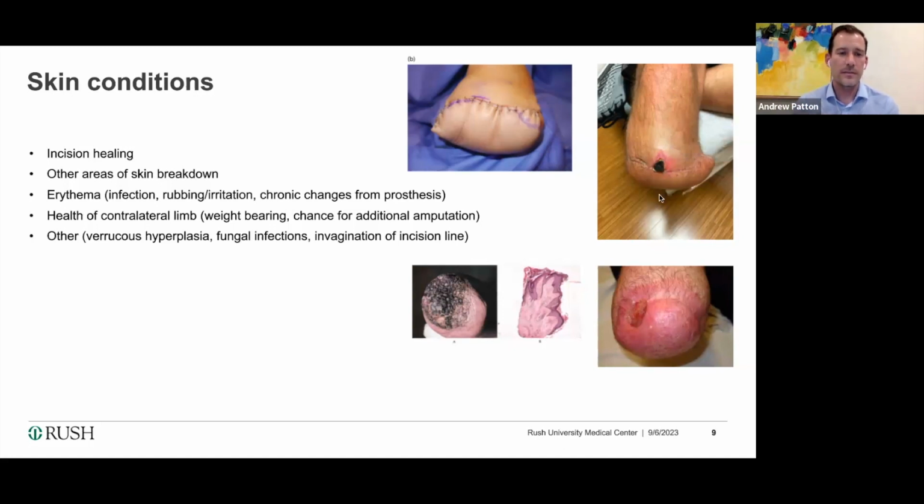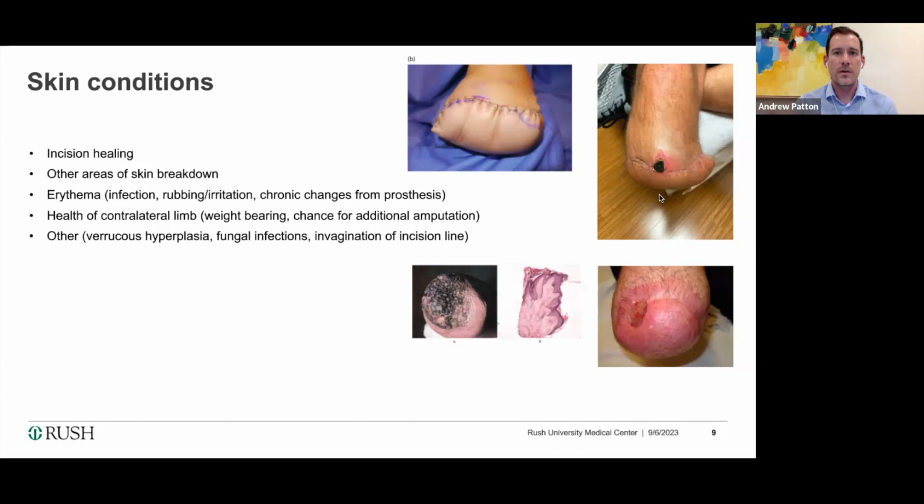Erythema obviously is a big thing and can have a number of etiologies. Infection, of course, comes to mind pretty quickly, but rubbing or irritation, like I mentioned, if their prosthesis isn't fitting well, but also chronic changes from the prosthetic can cause just chronic erythema in the skin.